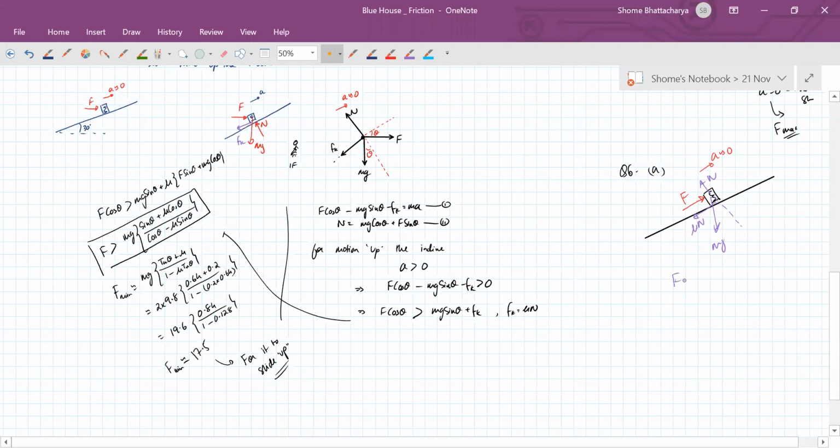Here f should be greater than mg sin theta plus mu N. That condition is actually the same as this, if you see. Only this f cos theta and this f, and N is equal to mg cos theta. So f should be greater than mg sin theta plus mu mg cos theta. This should be the condition for a to be greater than 0.